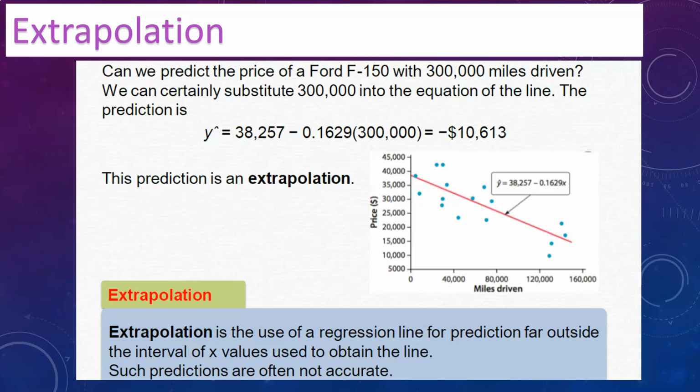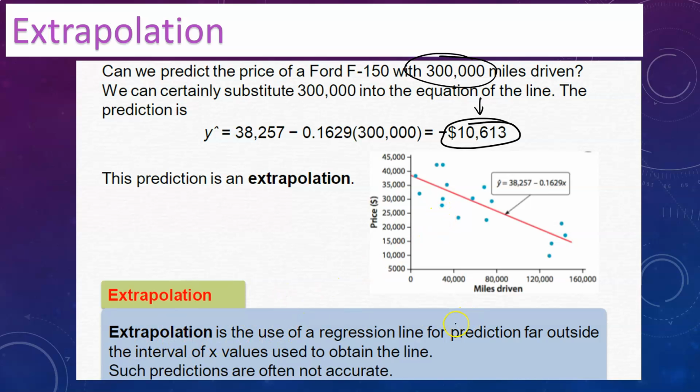So let's talk about extrapolation. Can we predict the price of a Ford F-150 with 300,000 miles driven? We can certainly substitute 300,000 into the equation of the line. That is entirely possible. But it is important for you to understand that that's outside the scope of our data. So we end up getting a negative number, which doesn't make any sense. What that means is we're unlikely to find a truck that has been driven 300,000 miles. It is far outside the scope of our data. So that tells me that this is not a realistic prediction. You're not going to pay someone to take your truck off of your hands unless it's to like the dumpster.